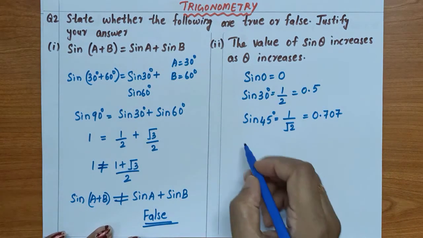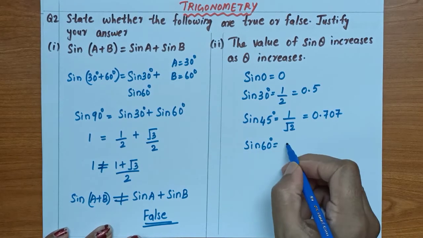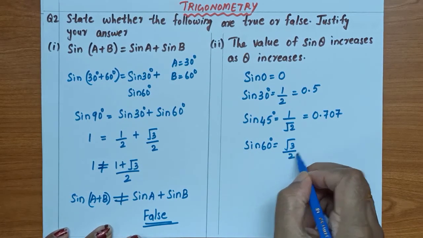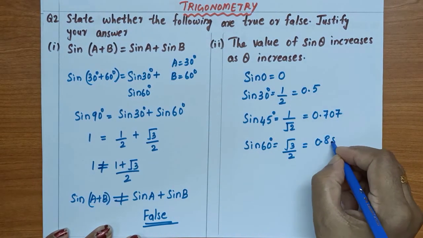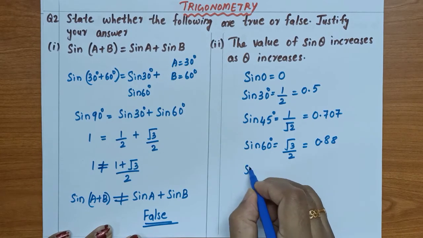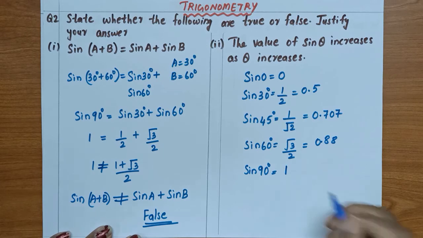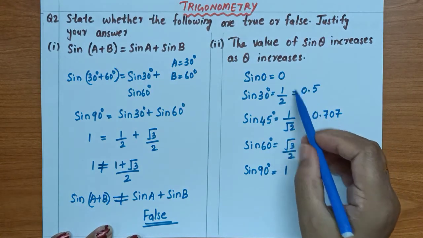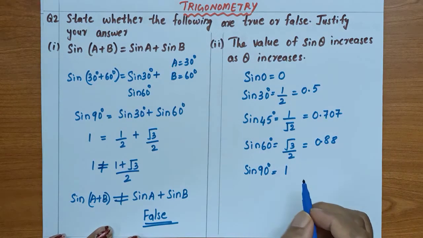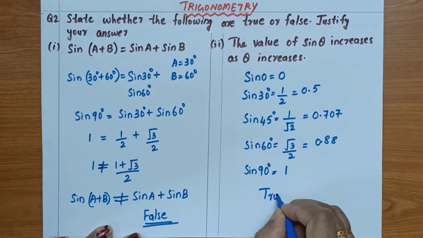We can find one more: sin 60 degree, that means root 3 by 2, which is 0.88. Then the last, sin 90 degree, the value is 1. That means when theta increases, the value of sin theta is increasing. So the statement is true.